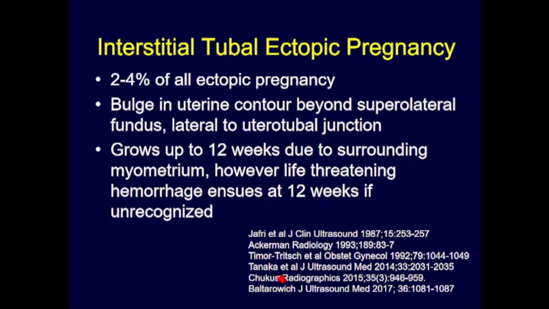So interstitial tubal ectopic is 2 to 4% of all ectopic pregnancy. The pregnancy results in a bulge in the uterine contour, lateral to the uterotubal junction. It grows up to 12 weeks due to the surrounding myometrium, but it leads to life-threatening hemorrhage if it is not diagnosed before it ruptures.